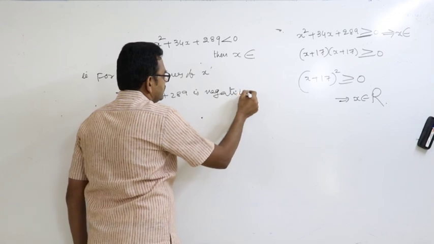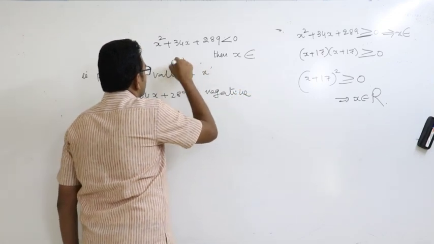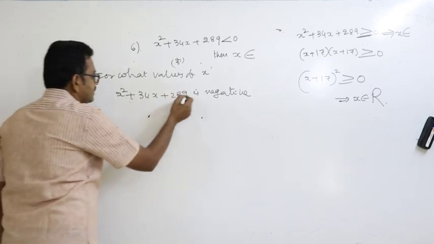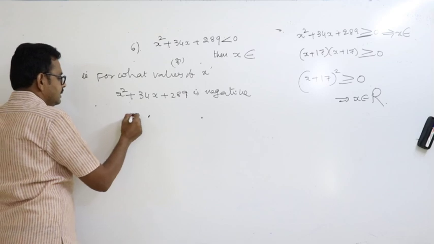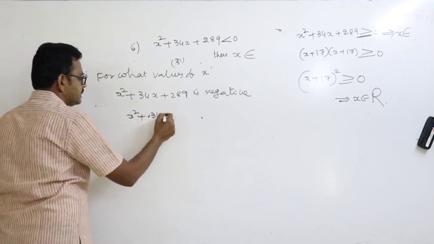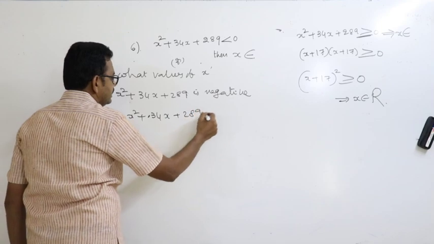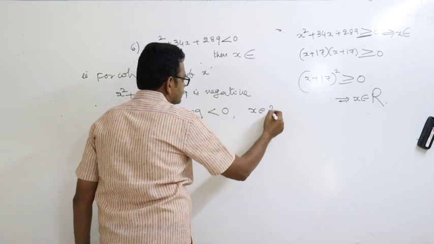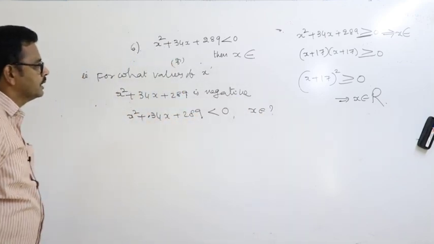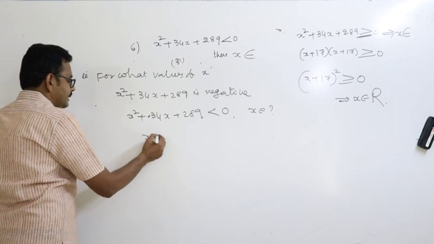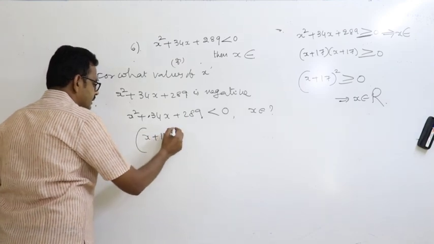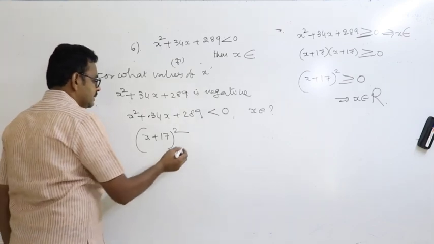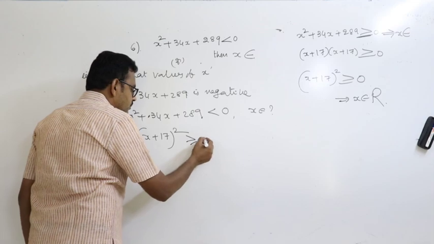This is the question. Or you can write like this, both are same. For what values of x is the expression negative, that is, x square plus 34x plus 289 is less than 0? Then x belongs to what? According to the previous sum, this is nothing but x plus 17 whole square. X plus 17 whole square is greater than or equal to 0 for all x.